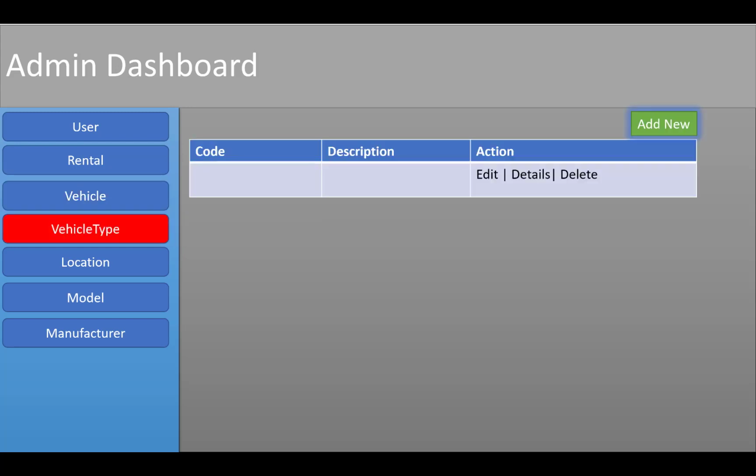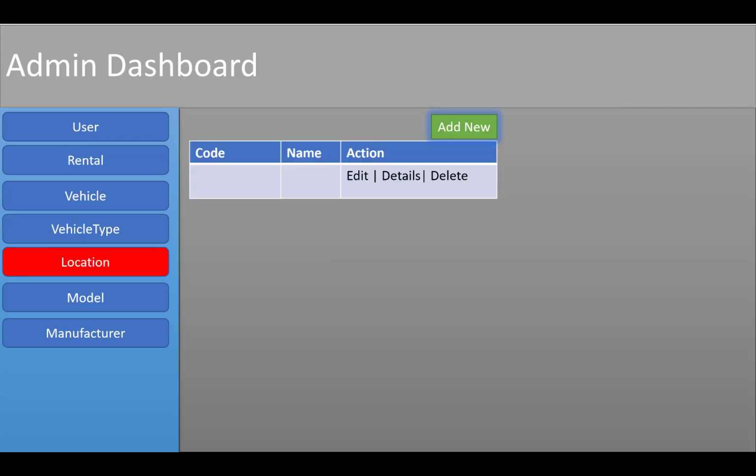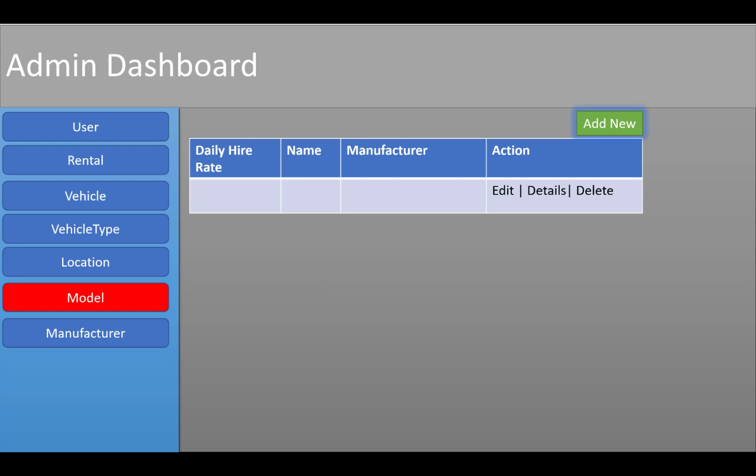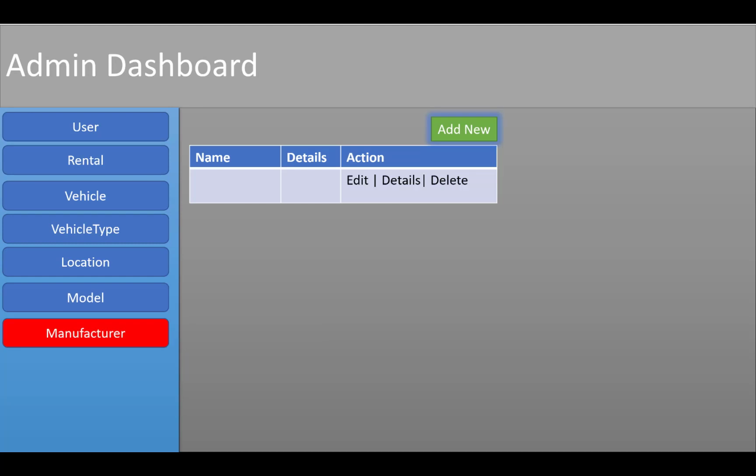For vehicle type, there is the vehicle code and the description. For location, the location code and the name. For the model, there are the daily hire rates, names, and manufacturers. For the manufacturers, the last one, there are the name and the details. These are the entries I will make in the admin dashboard.